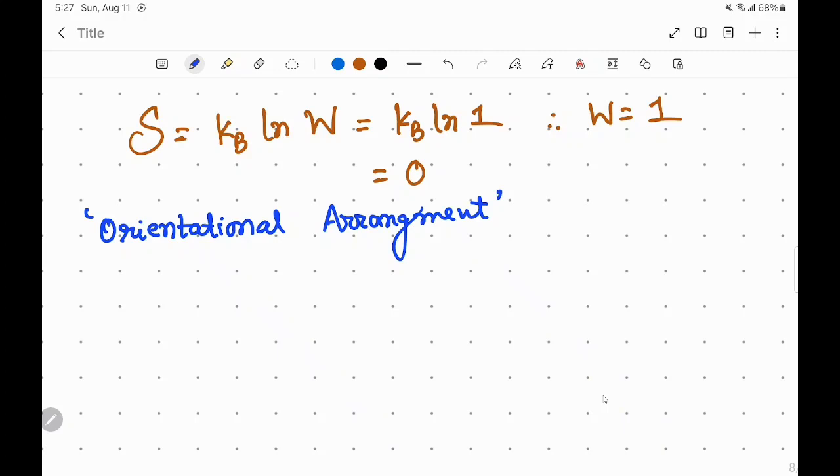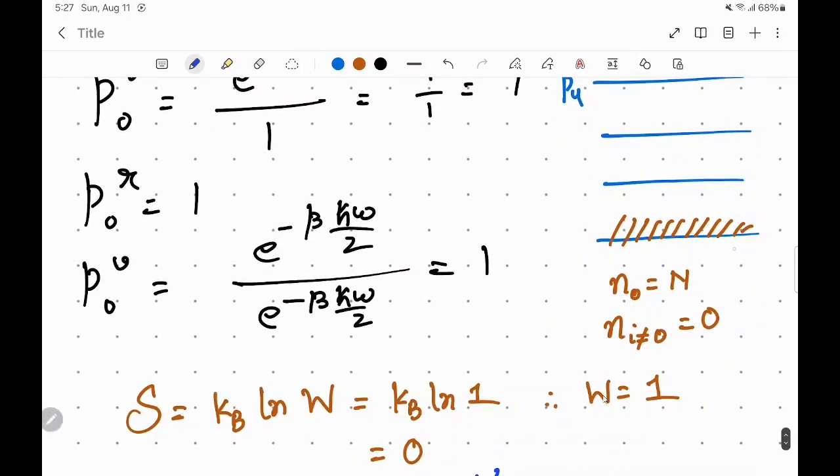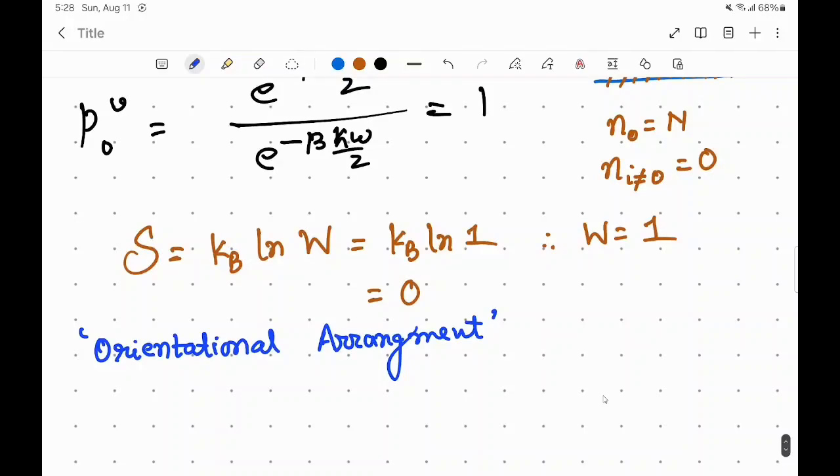Does vibration contribute? Vibration will contribute in energy, but in entropy there will be no contribution because the arrangement is only one. In vibration, the energy E will be N, the number of molecules, into half h omega. For the others it will be zero, but vibration has energy. But the contribution to W is not there, because in the vibration case also only the ground state is filled. That has the energy, I agree, but there is no other arrangement. The arrangement is only one, so the contribution to entropy is zero.